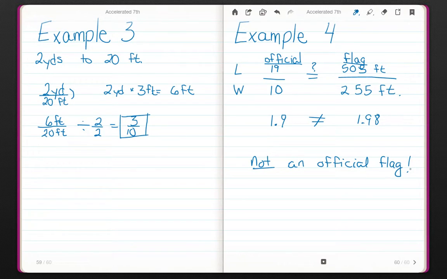Okay, that's it for examples. Please complete your quick checks and CYU, and we will go over this the next time I see you.